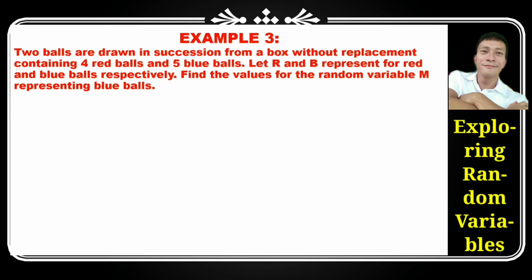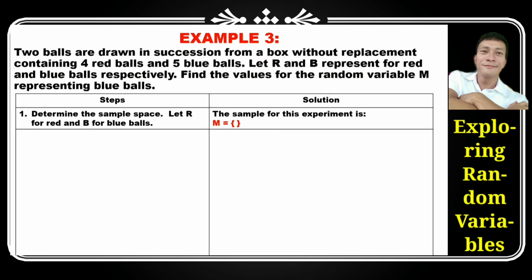Third and last example in this video. 2 balls are drawn in succession from a box without replacement, containing 4 red balls and 5 blue balls. Let R and B represent the red and blue balls respectively. Find the values for the random variable M representing the blue balls. In step 1, let us determine the sample space for the random variable M by listing all the possible outcomes.